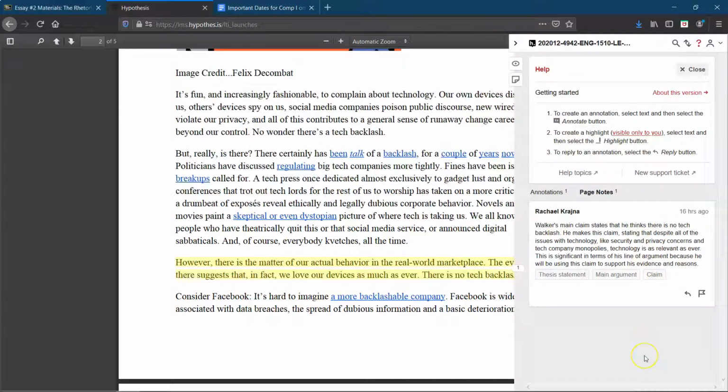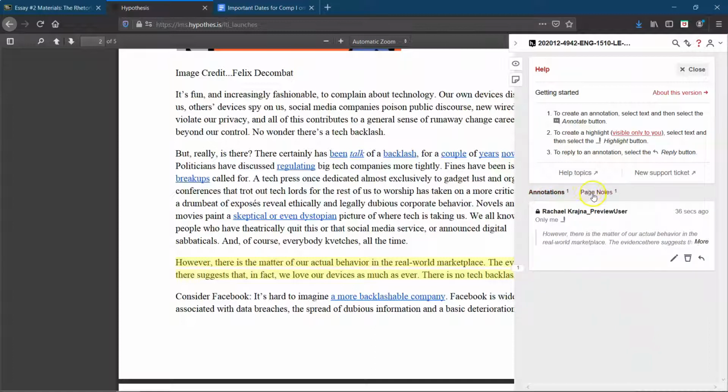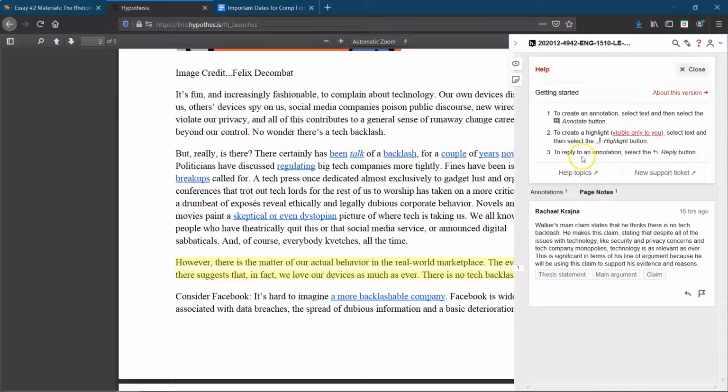Now keep in mind, if you do make a page note, you have to make sure to post it. Otherwise, it won't show up in your annotations and page notes. And if you also want to reply to an annotation with further thoughts, you can, of course, select the reply button, and you can create a highlight by selecting text and then selecting the highlight button.